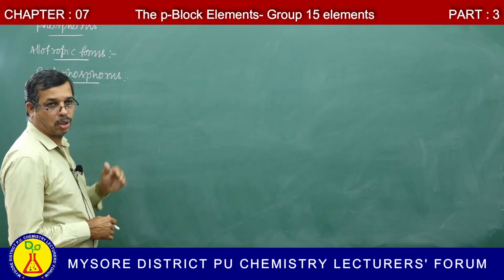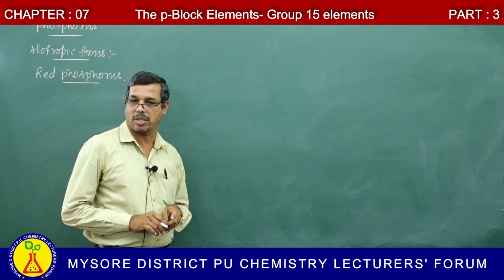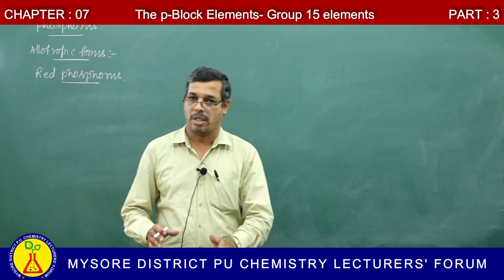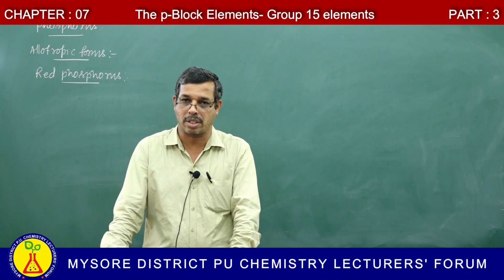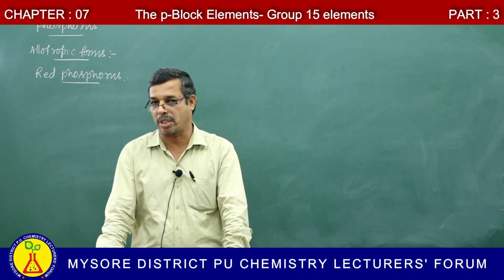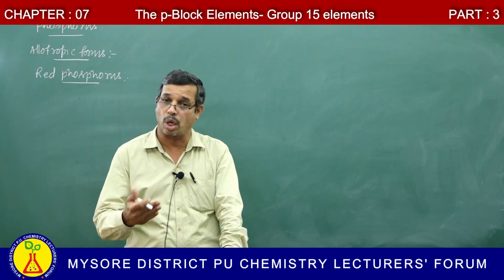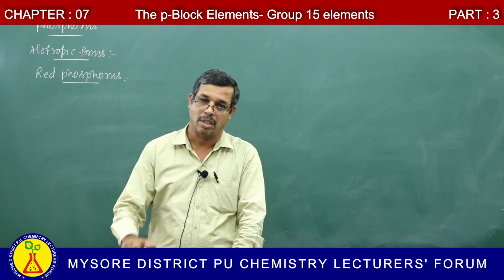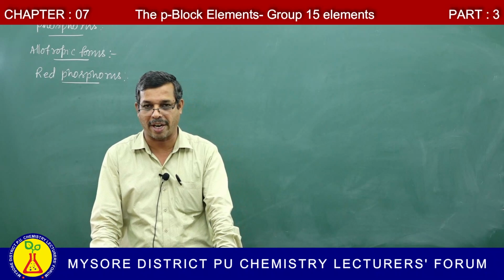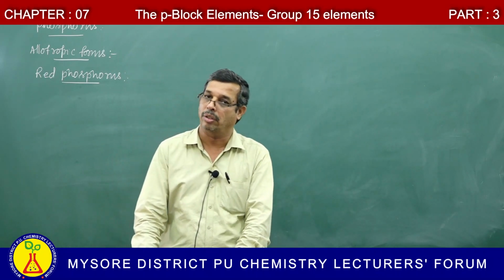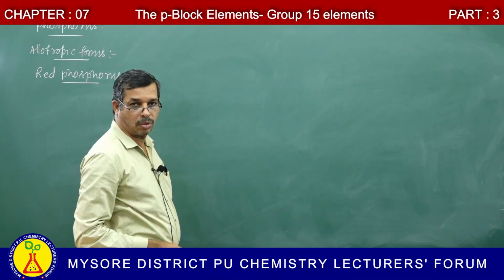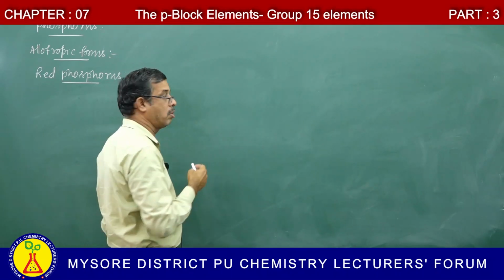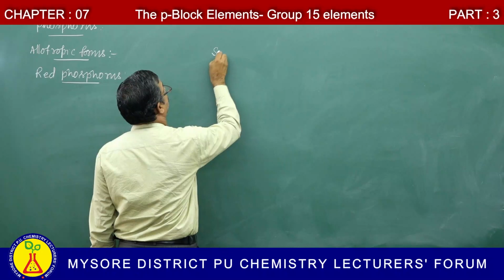Now, when we come to the properties of red phosphorus, it has an iron gray luster, it is odorless and also non-poisonous. It is insoluble in water as well as in CS2, carbon disulfide. It does not glow in the dark. Now the structure of red phosphorus.